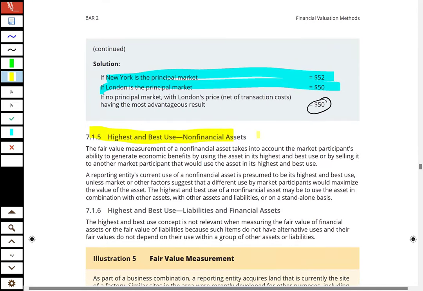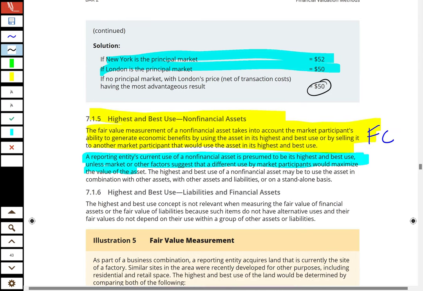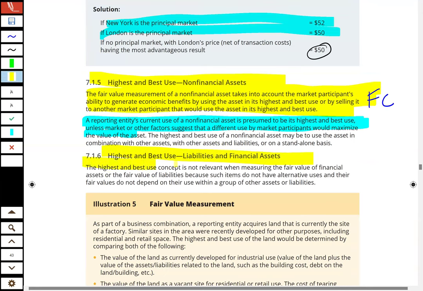Highest and best use for non-financial assets. You have a truck or something. The fair value measurement of non-financial assets takes into account the market participant's ability to generate economic benefit by using the asset in its highest and best use, or by selling it to another market participant that would use it in its highest and best use. Flashcard that. A reporting entity's current use of a non-financial asset is presumed to be the highest and best use unless market or other factors suggest that a different use by market participants would maximize the value of the asset. Coming down, for liabilities, we don't use the highest and best use because there really is no highest and best use of a liability. Their fair values do not depend on their use. Flashcard that.